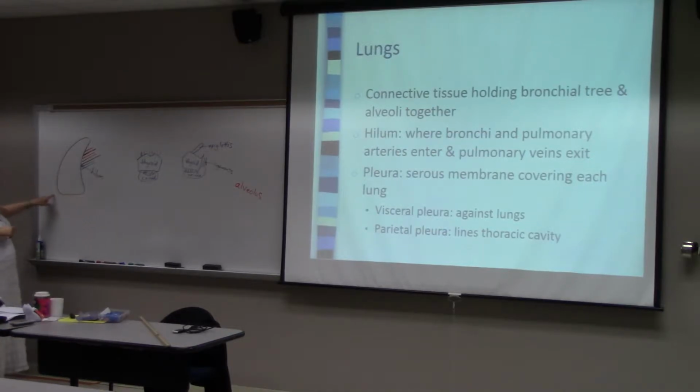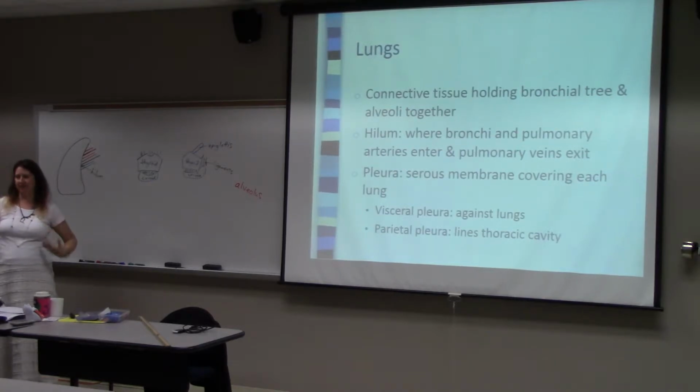Covering the lung is the pleura, the serous membrane. You've got a visceral pleura that's against the lungs, surrounds each lobe, and then the parietal pleura that lines the thoracic cavity, so it goes against the diaphragm, the inside of the ribs, and some muscles.